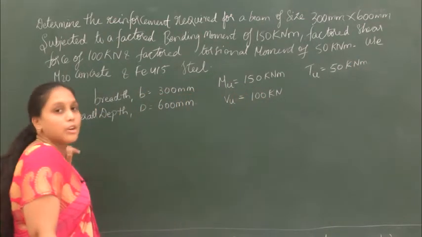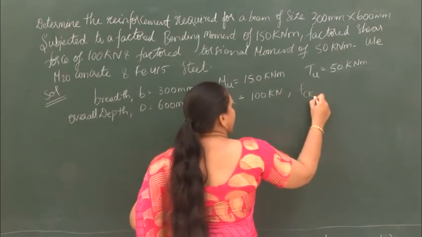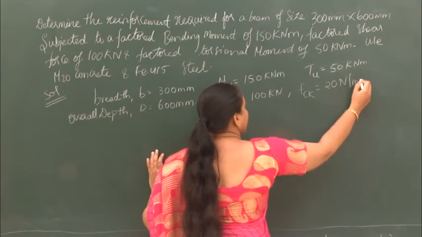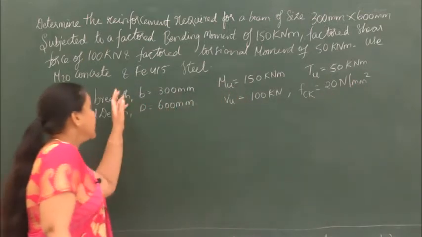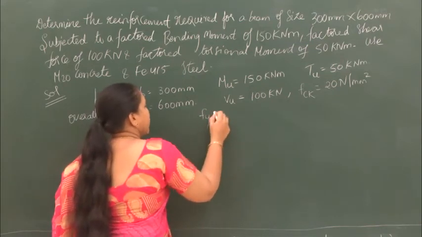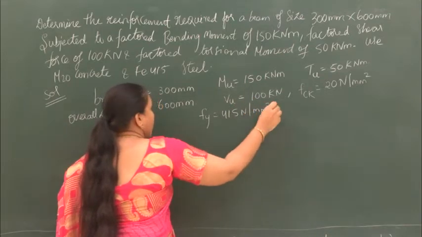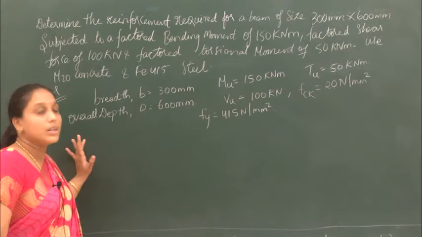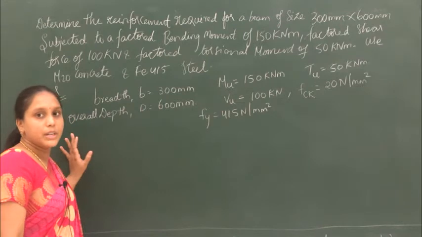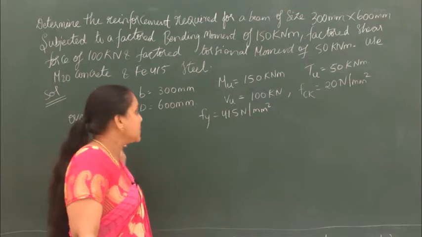The grade of the concrete is given. fck is M20, that is 20 Newton per mm square. And the grade of steel is Fe415, in the sense fy is 415 Newton per mm square. What we are asked to determine is the reinforcement required for this particular beam when all these moments and forces as well as the torsional moment are acting.